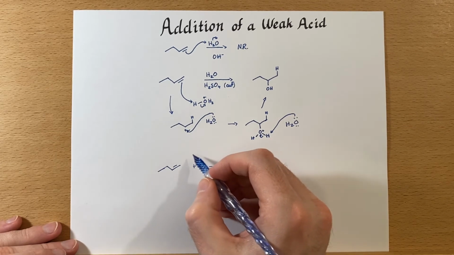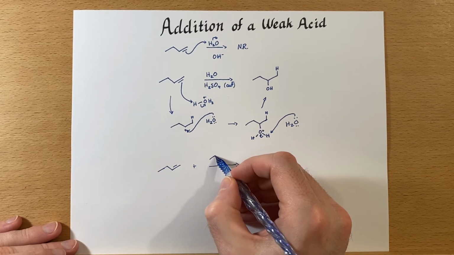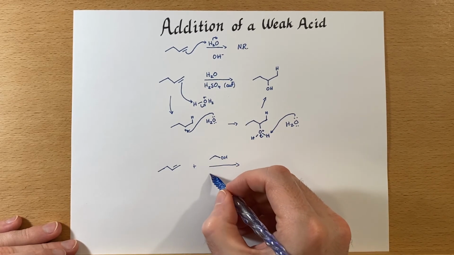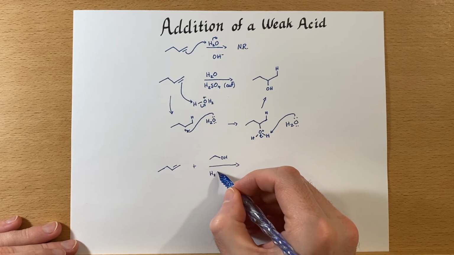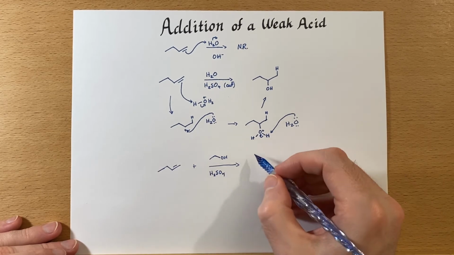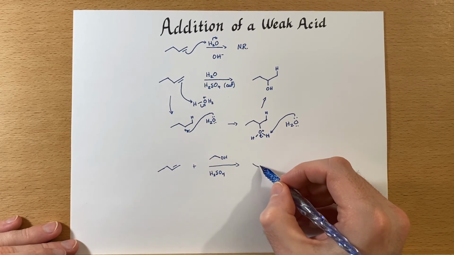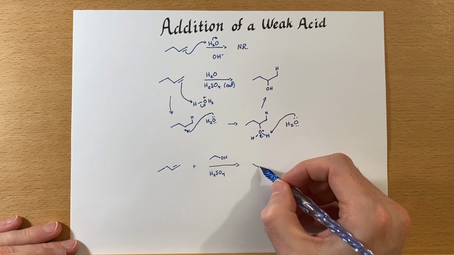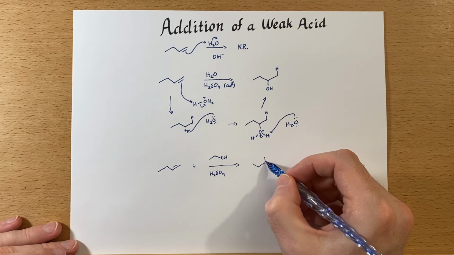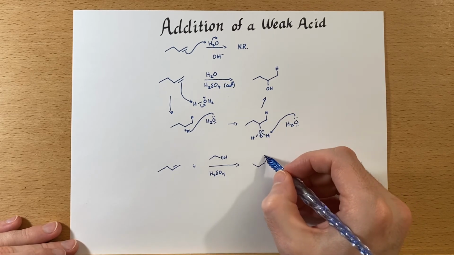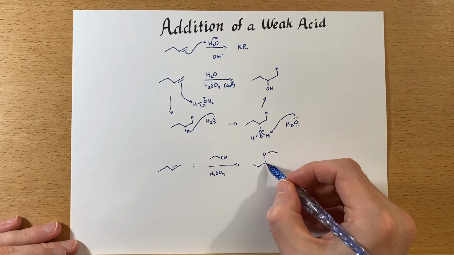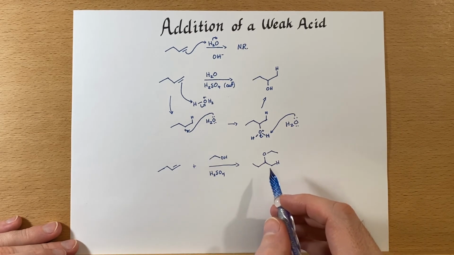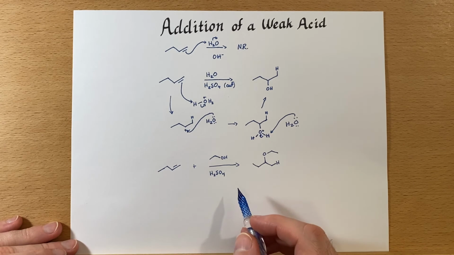So if we have this and we're going to add in, say, ethanol, and again, we'll need a catalytic amount of our sulfuric acid, then we can form, instead of making an alcohol, we will form an ether. So this is yet another way to make ethers.